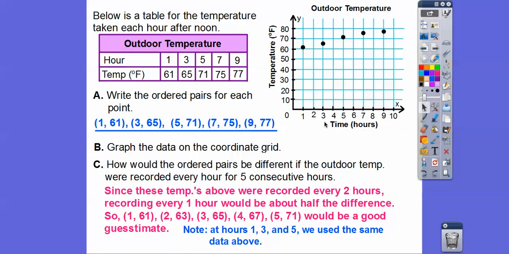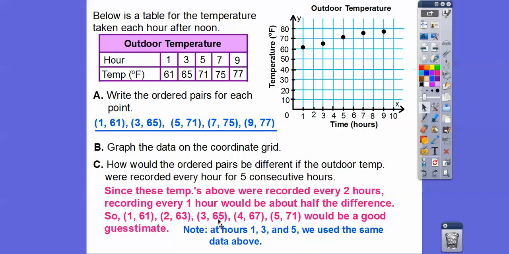Okay, so since these temperatures were recorded every 2 hours, recording every 1 hour would be about half the difference. So instead of going up 4 right there, we go up 2. So 61 plus 2. So here's the first point. It's the same as that first point right there. Notice the third point is the same as 3 hours right here. And notice the fifth hour is the same as this fifth hour right here. But instead of going up by 4, we go up by 2. So 61 plus 2 is 63.